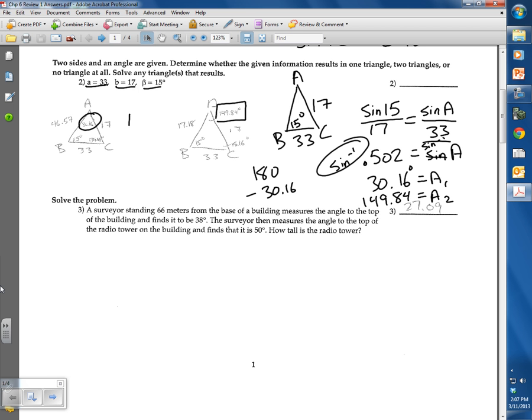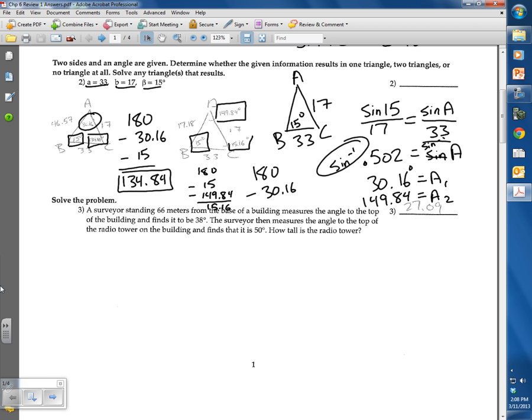We're going to go 180 minus the two angles that we have originally, to find a third angle. So minus 30.16 minus another 15, we end up with 134.84. That's a valid angle. So we do have a triangle here. For our second triangle, it's 180 minus 15 minus 149.84, and we end up with 15.16, another valid angle. So at this point, we have two triangles.